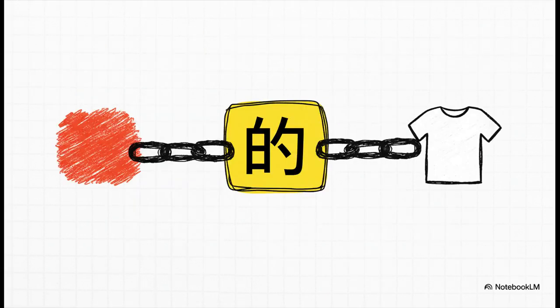Well, the answer is this particle right here, 的, pronounced de, with a very light neutral tone. This little guy is arguably one of the most important grammatical particles in the entire language. Its job in this case is to be the glue. It connects the description, the adjective, to the thing being described, the noun.